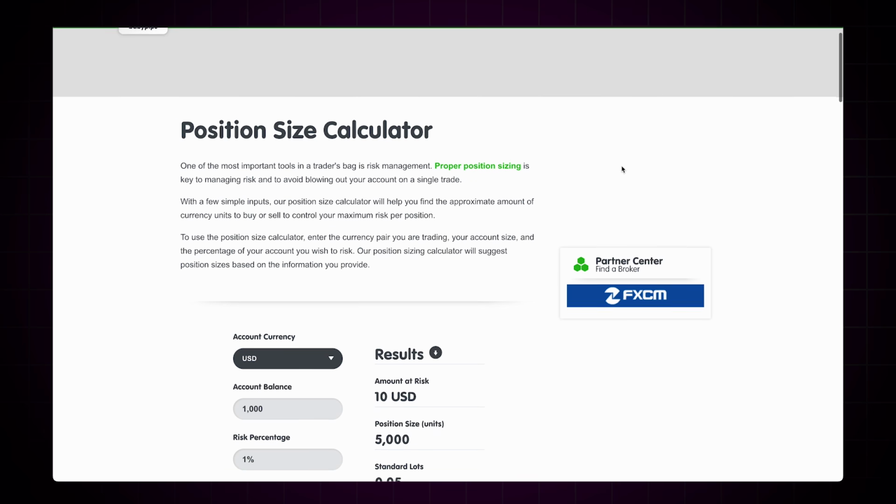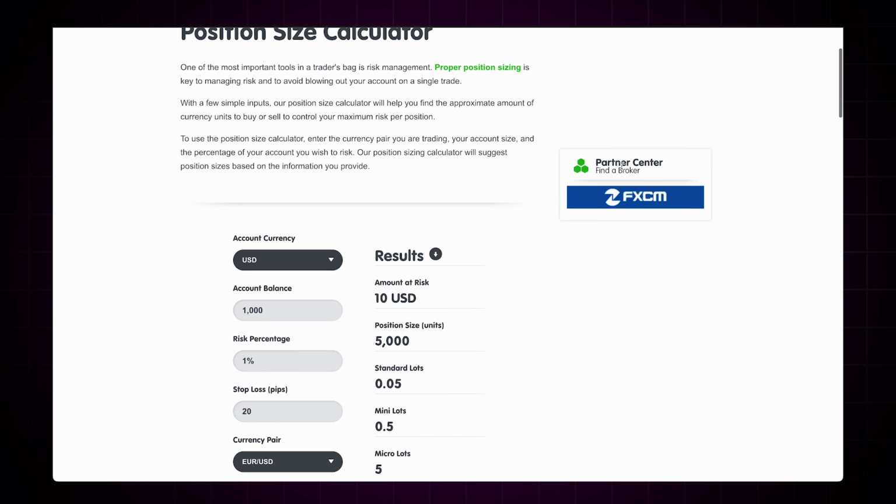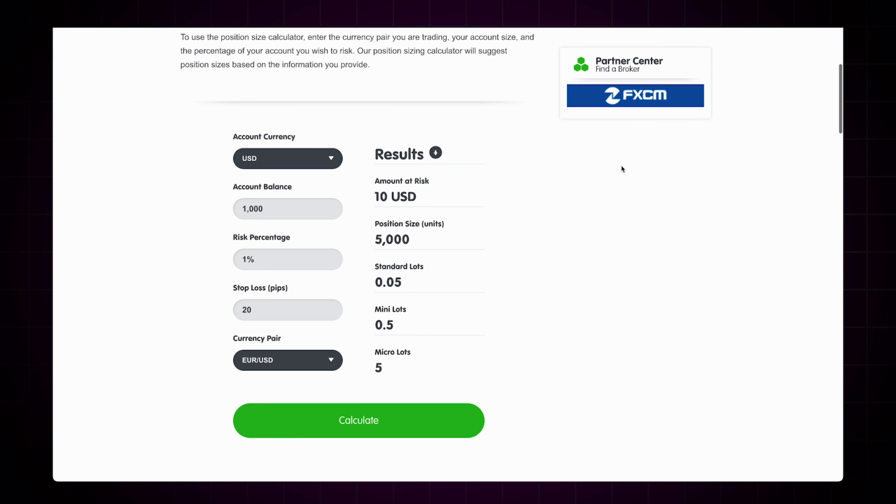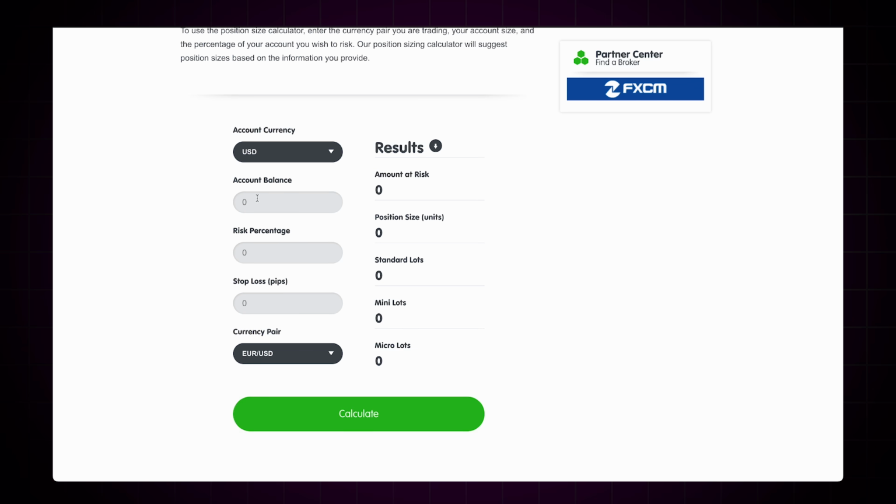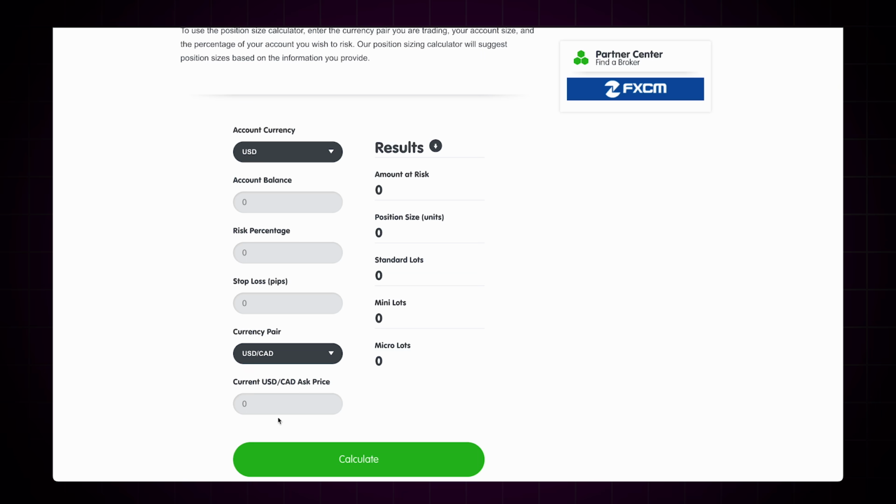So use a position size calculator like babypips.com, and this handy tool can help you figure out that sweet spot where you're risking enough to see real growth, but not so much that a few bad trades could wipe you out. As a matter of fact, it's generally recommended to risk only 1 to 2% of your account on any single trade, because this rule helps you keep losses manageable and your account stable even if a few trades don't go as planned. So in this calculator, what you need to do is to simply fill in the details such as account balance, risk management, stop loss, and current ask price if applicable, and lot size will be calculated for you within seconds.